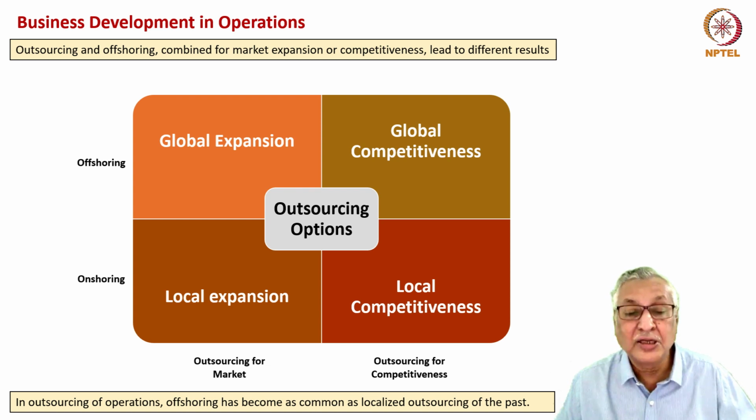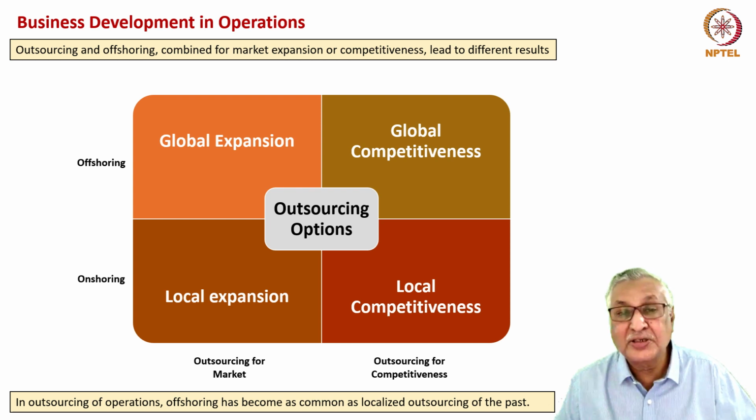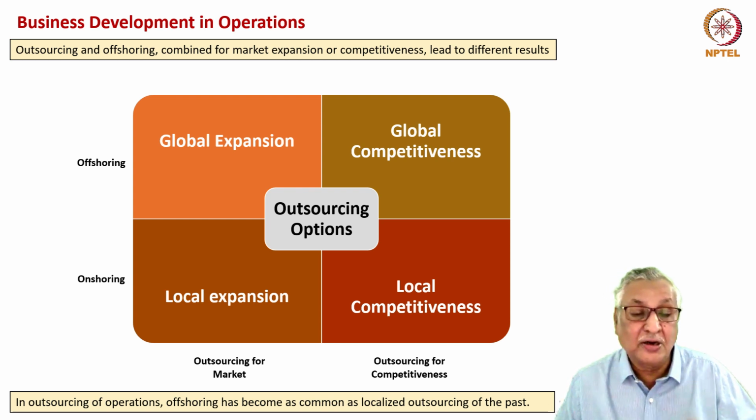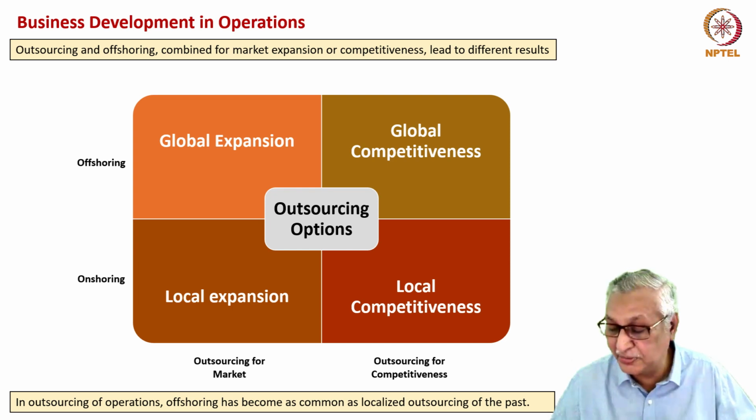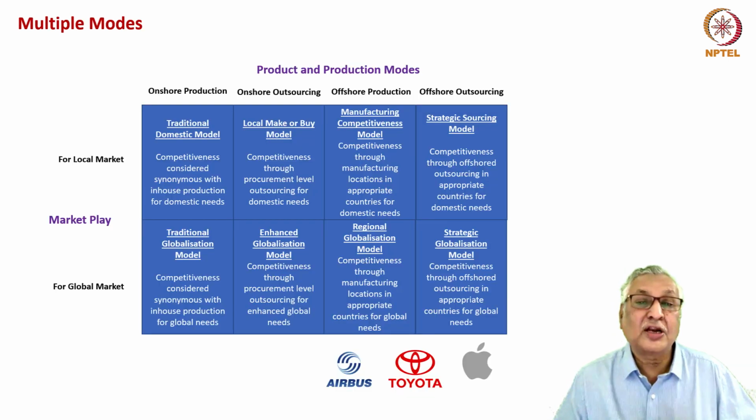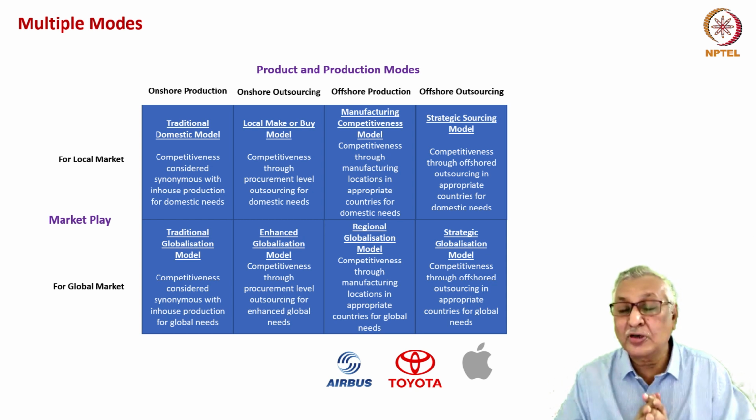You can do it locally for either market expansion or competitiveness. You can do it globally, again, either for global expansion or global competitiveness. In outsourcing of operations, offshoring has become as common as localized outsourcing used to be in the past. That we need to keep in mind. Therefore, there are multiple modes of onshoring and offshoring. Let's look at a grid which has product and production modes as one axis and market play as another axis. Let's look at in the product and production modes four combinations.